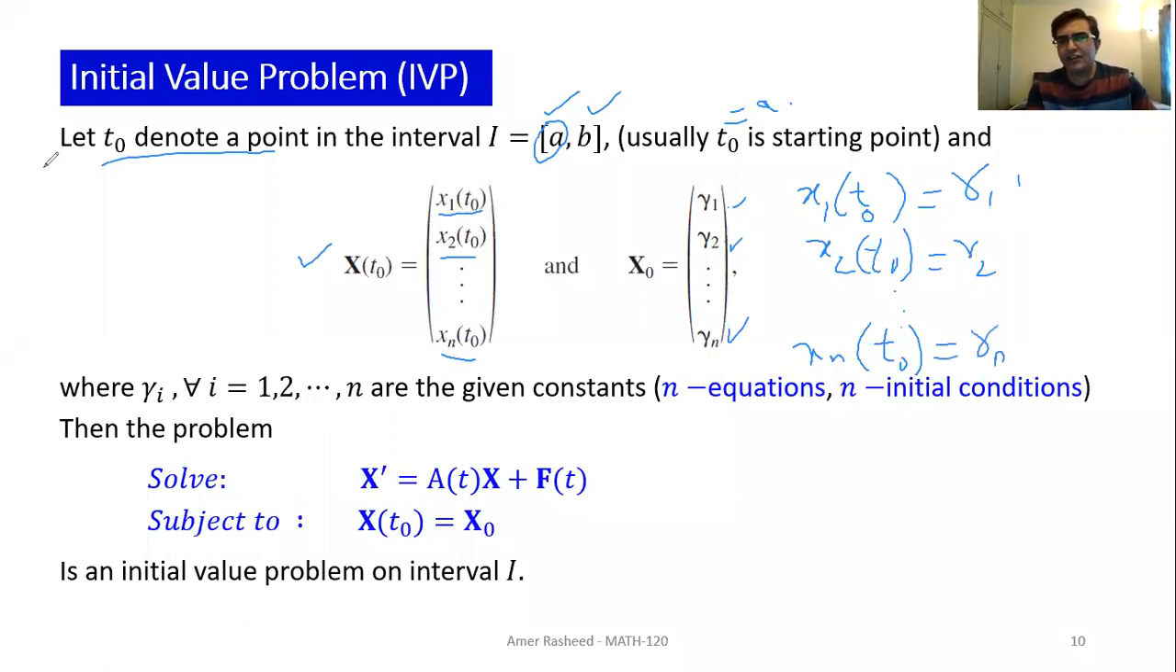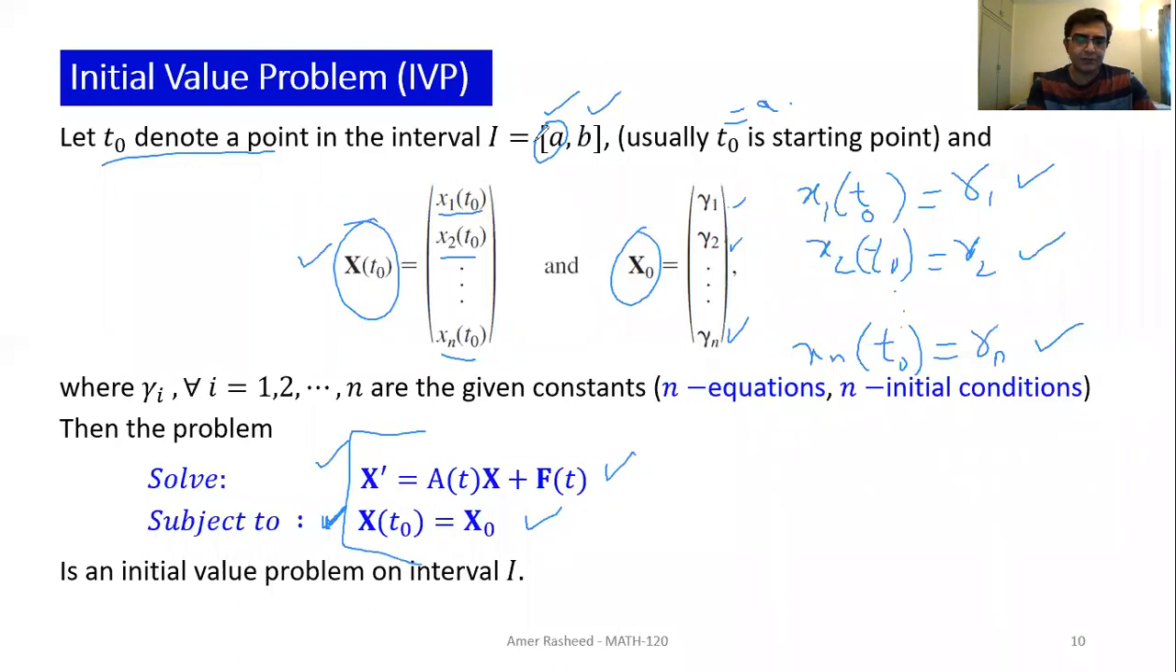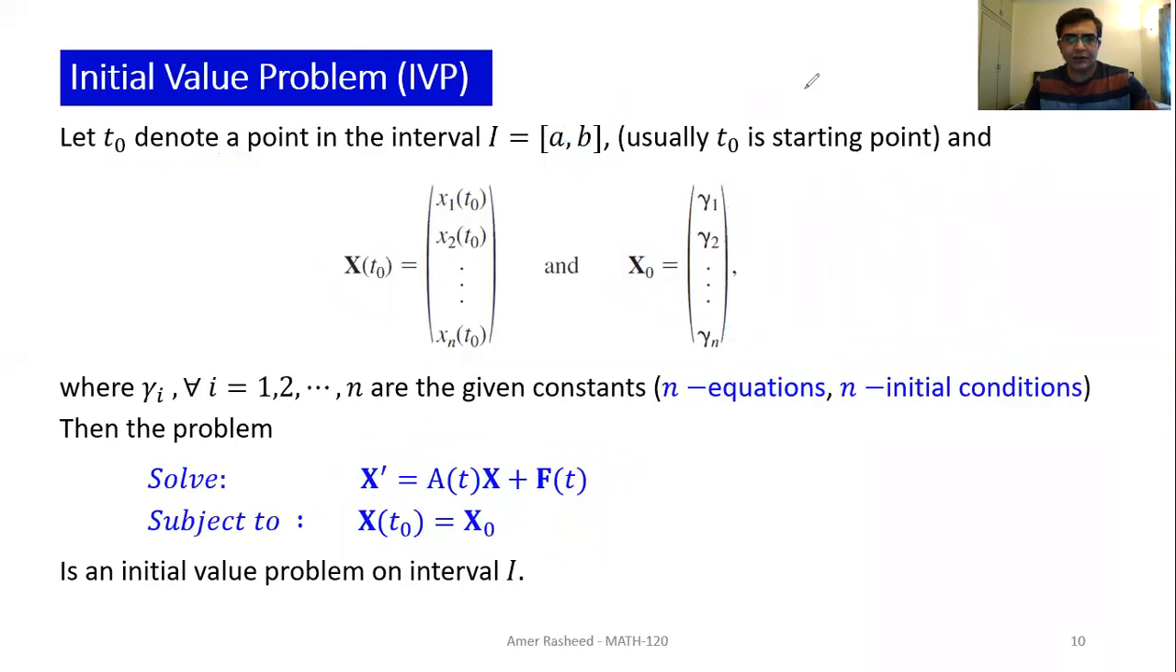So we have initial conditions along with all the equations in the system. Then the system is called an initial value problem along with these initial conditions. If we denote this x naught, then this is basically a set of initial conditions, one initial condition with each equation in the system. Then this whole system is called an initial value problem. I hope you got it? If you have any question, you can ask me.